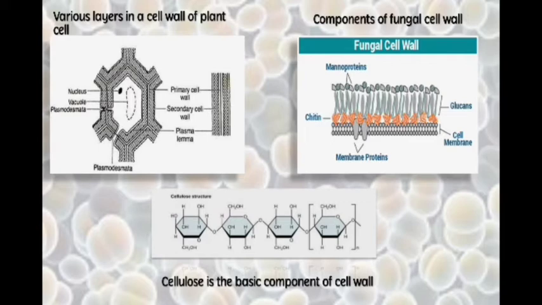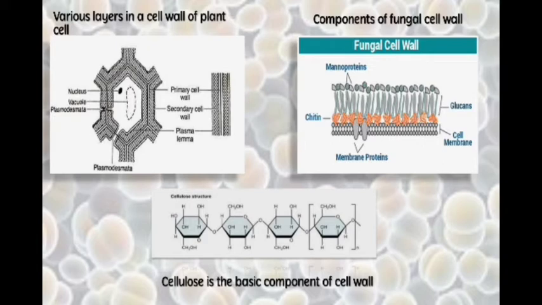This is the structure of cellulose. Cellulose is composed of a long chain of at least 500 glucose molecules. Cellulose is a polysaccharide. Polysaccharide is a Greek-derived word which stands for many sugars.